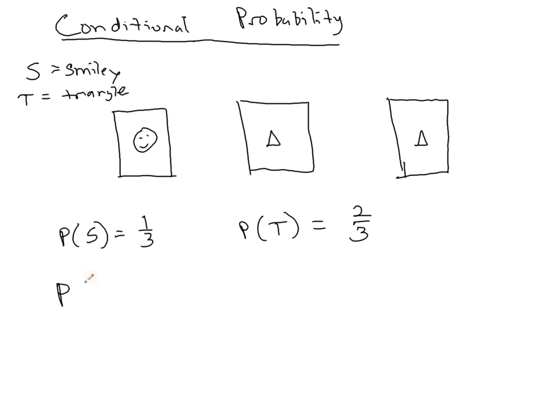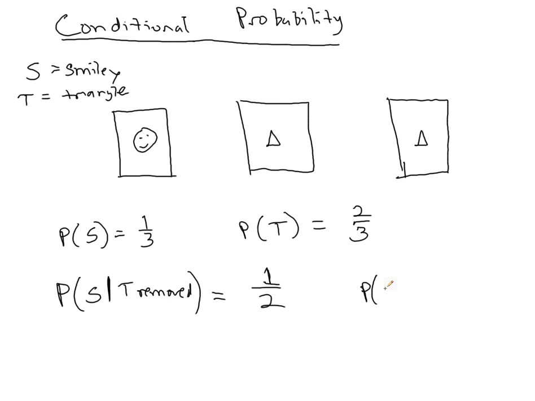So let's say we want to know the probability of a smiley face given that your friend told you that a triangle was removed. If you know that out of the pile a triangle was removed, so imagine putting a slash through one of these triangles, what is the probability that in the next draw you get a smiley? Well, because you only have two cards left, and there's only one smiley face left, there's a 1 out of 2 chance that the second draw will result in a smiley.